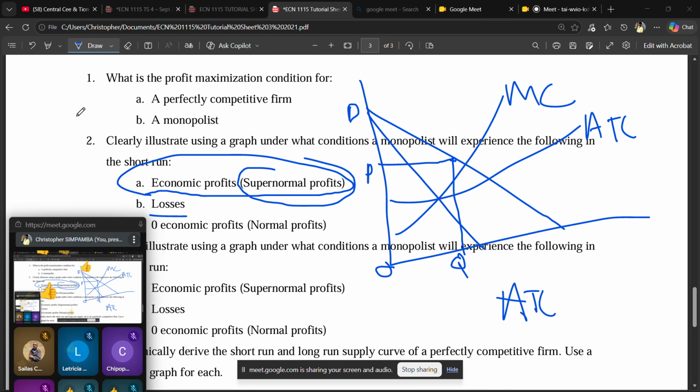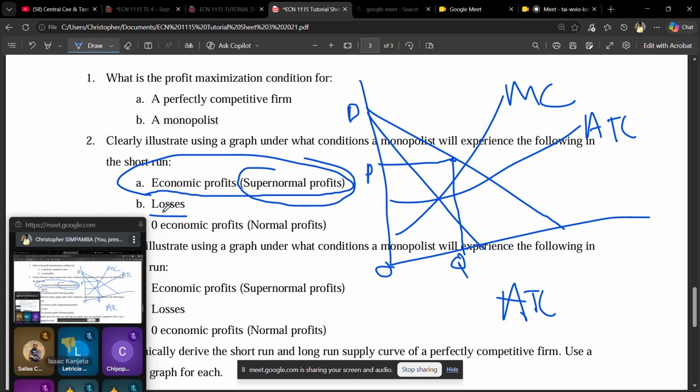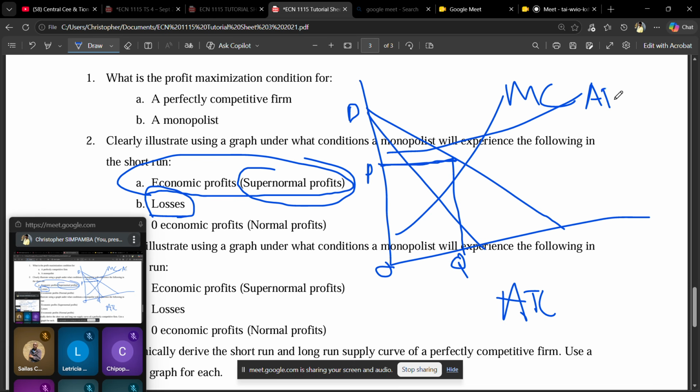All right. Now we move to a firm making losses. When a firm is making losses, our average total cost will move from being down there to being above the market price. The market price is here, but this curve will be above the market price. So it means the firm is now making losses.